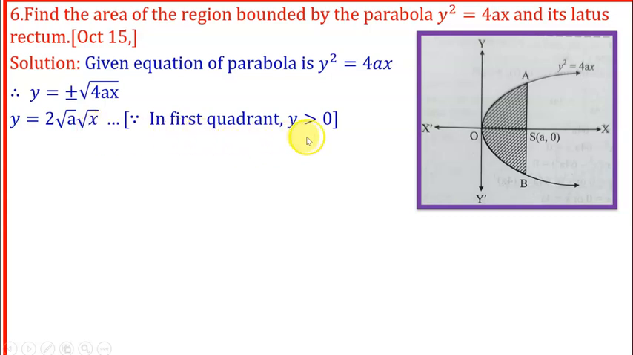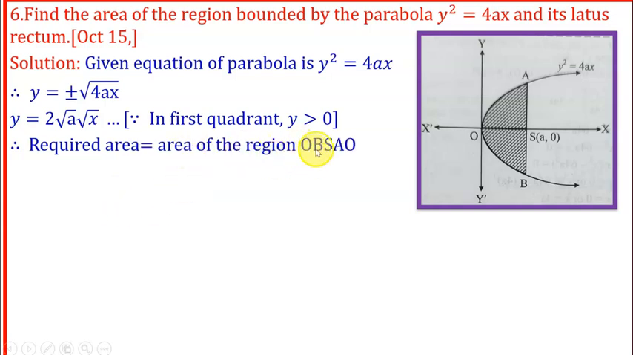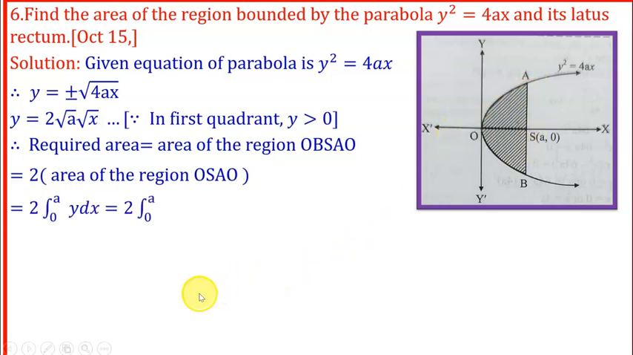In the first quadrant, y is positive. Therefore, we have taken y equals 2 root a into root x. The required area is equal to the area of the region OBSAO, which is nothing but 2 times the area of the region OSAO. That is 2 times the integral from 0 to a of y dx. But what is y? y is 2 root a into root x.